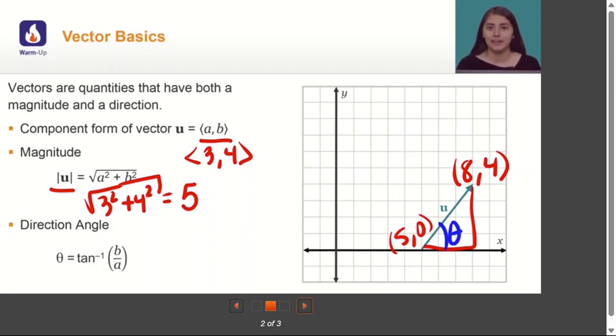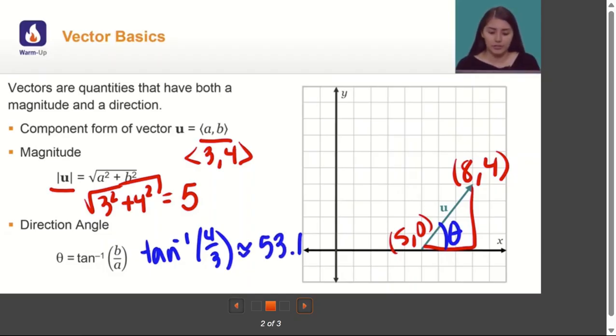To find theta, use the inverse tangent function of 4 over 3, and using the calculator, we find theta is approximately 53.13 degrees.